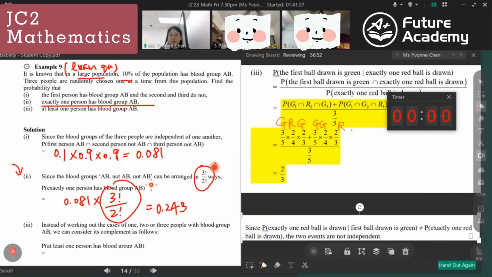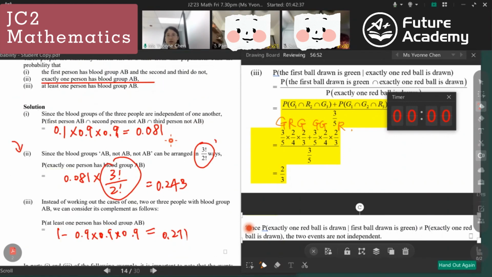Now we look at the last part of the question: at least one person has blood group AB. We can use the method of complementation. We use 1 minus none. Now none means the first one is non-AB, second one non-AB, third one non-AB. So we can get the final answer as 0.271. Okay, so these are the parts for question 9.